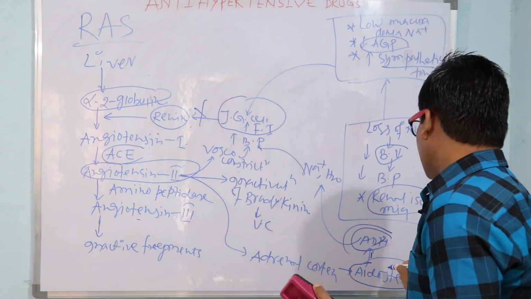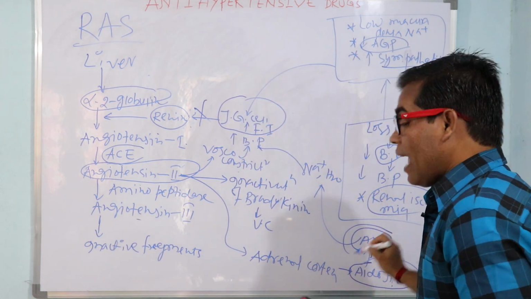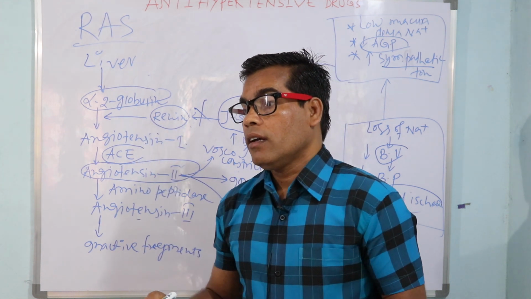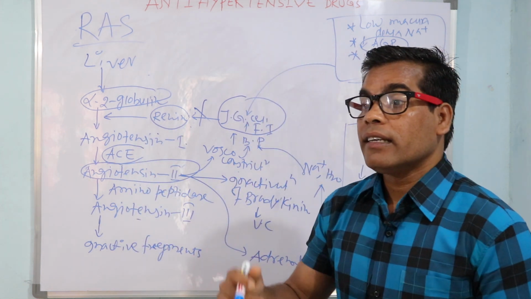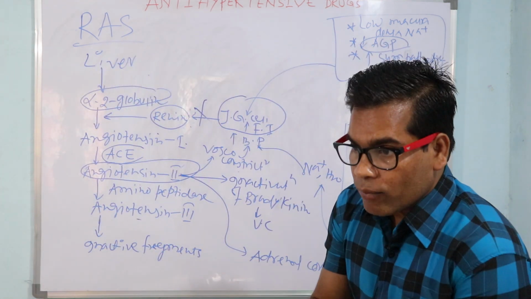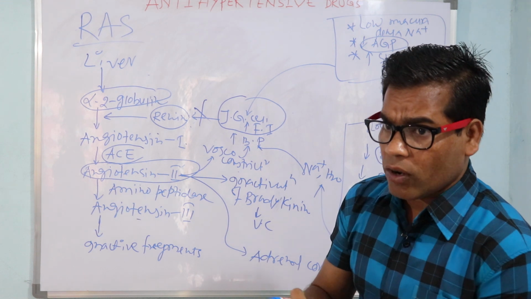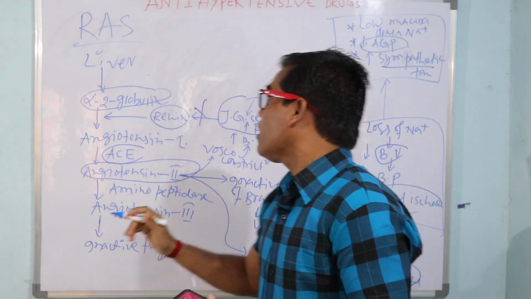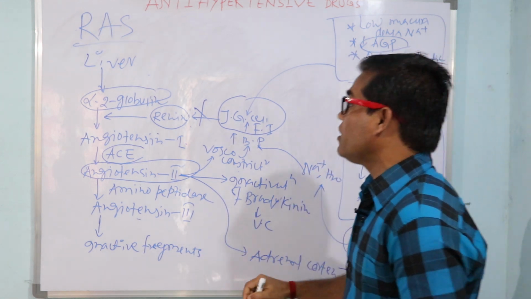But in the case of the aldosterone mechanism, the antidiuretic hormone will be suppressed. Then diuresis will increase, the rate of urine will increase. So the blood volume decreases. If the blood volume decreases, what will happen? BP will decrease. So this is the mechanism of the renin angiotensin system.